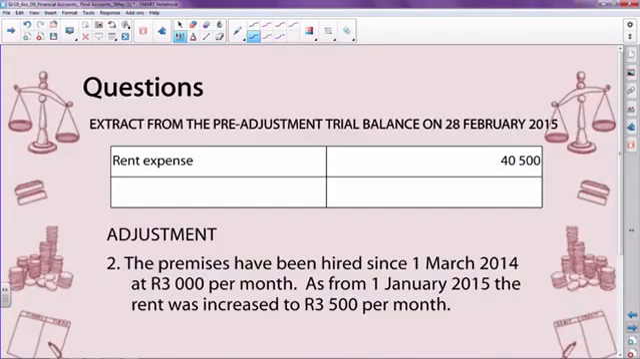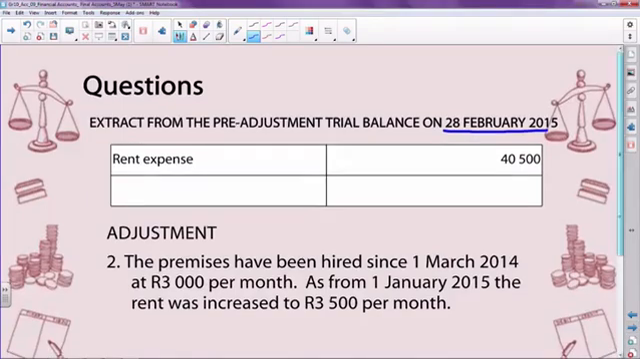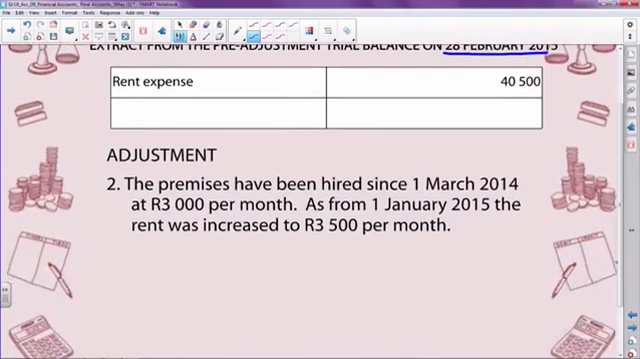Now, let's look at the next adjustment quickly. I'm giving you an extract from the pre-adjustment trial balance on the 28th of February 2015. That's my end of the year. But let's go further and read the adjustment. So adjustment 2 for today. Remember, no company is now correlated. We are doing examples one by one.